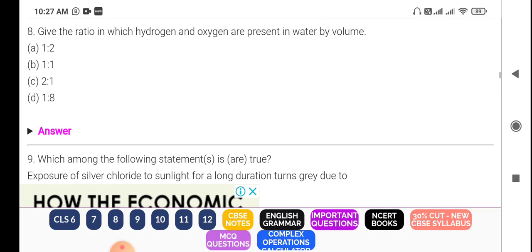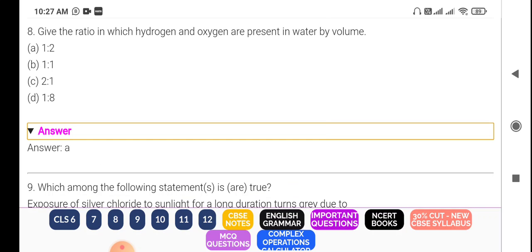Now we go to question number 8. Give the ratio in which the hydrogen and oxygen are present in water by volume. 1:2, 1:1, 2:1 and 1:8. Okay, so A is the correct answer. Hydrogen and oxygen are present in water by volume 1:2.